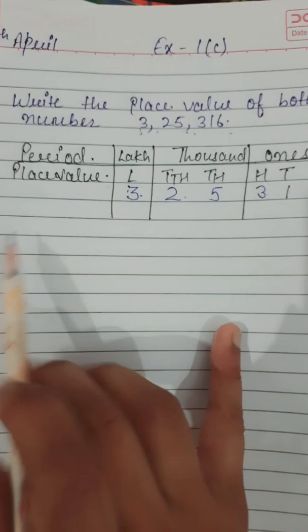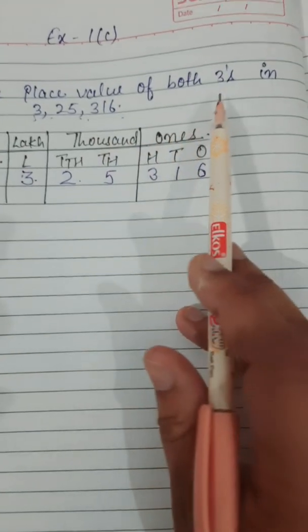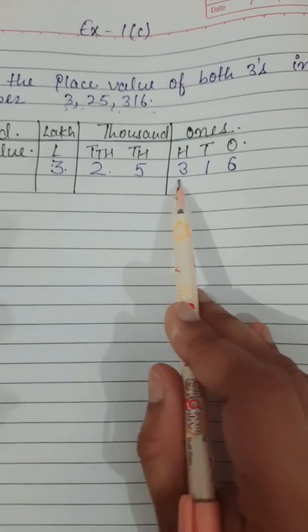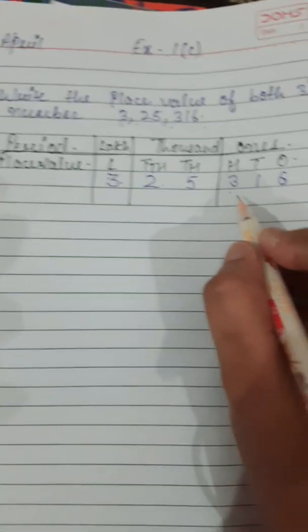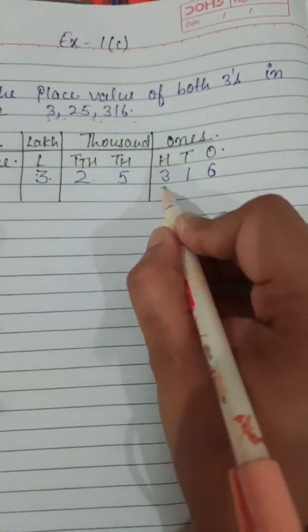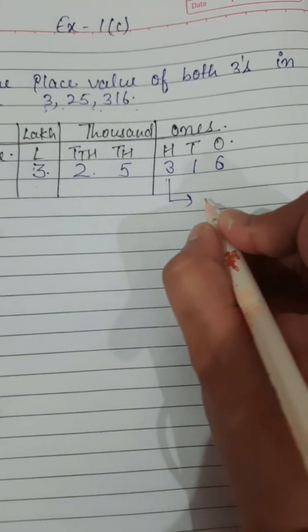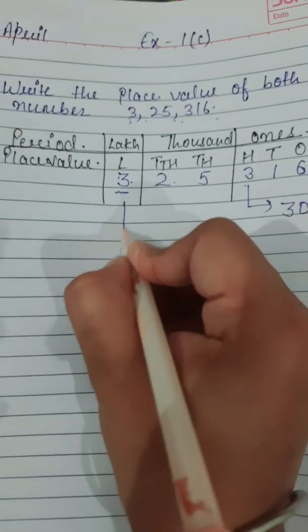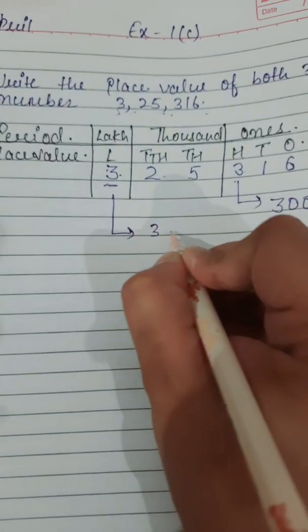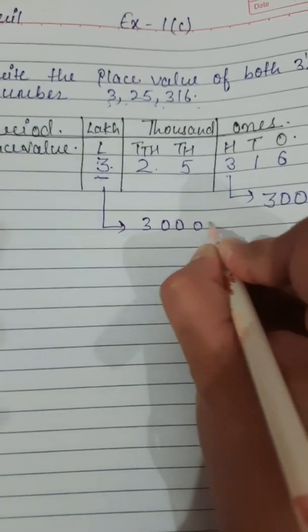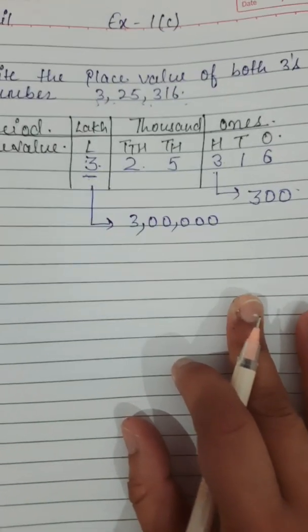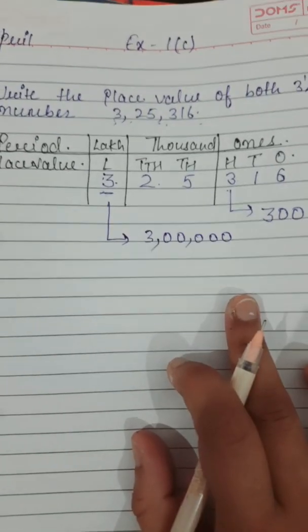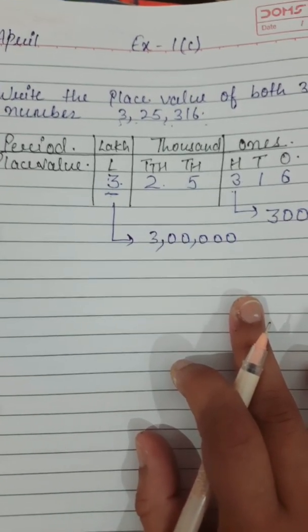Okay, now they have asked us to find the place value of both the 3's. One 3 is here and the second 3 is at the lakh place. So what will be the place value? For this 3, that is 300, and for the second 3, the place value is 3 lakh. Now don't forget to place the commas according to the period. So this was our question number 4. Moving on to question number 5.